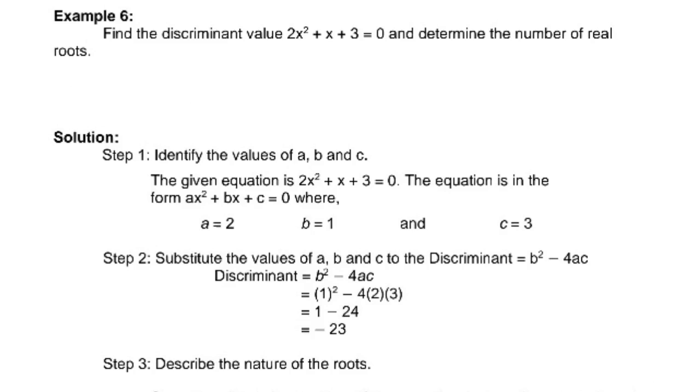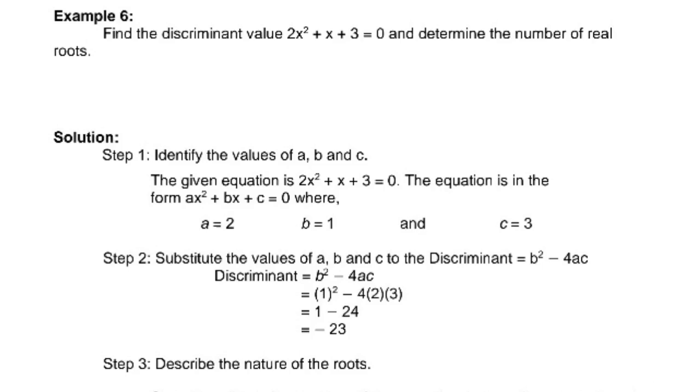Example 6, find the discriminant value of 2x squared plus x plus 3 equals 0 and determine the number of real roots. So, identify the values of a, b, and c. A equals 2, b equals 1, and c equals 3. Then substitute the values of a, b, and c. We can have b squared minus 4ac.